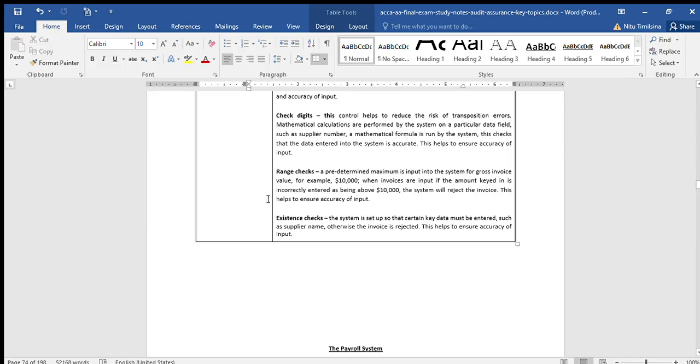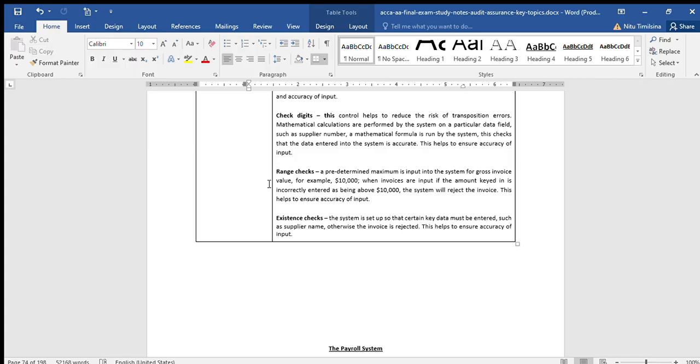Range check. A predetermined maximum is input into the system for gross invoice value, for example, 10,000. When invoices are input, if the amount keyed in is incorrectly entered as being above 10,000, the system will reject the invoice. This helps to ensure accuracy of input.